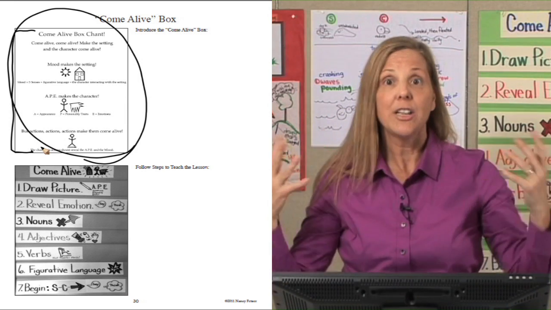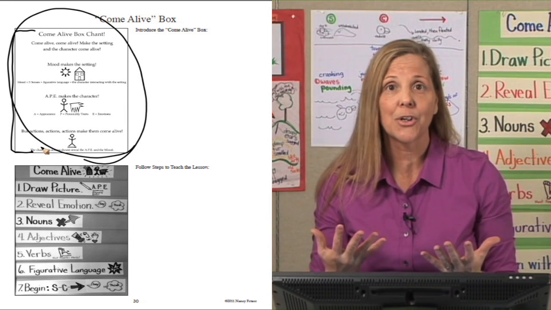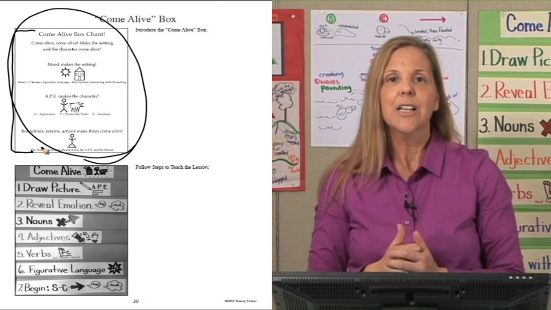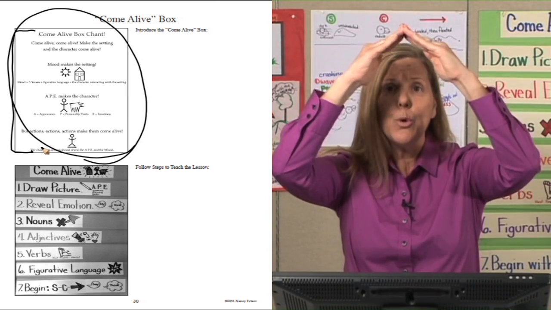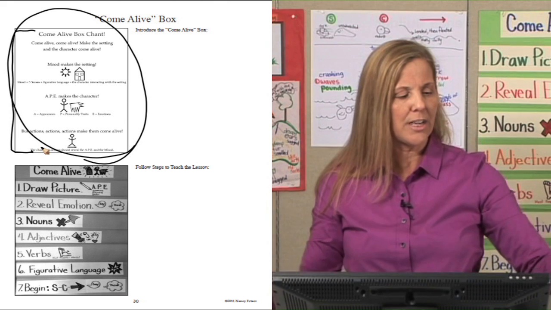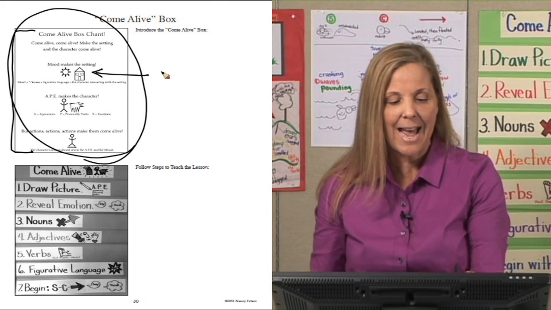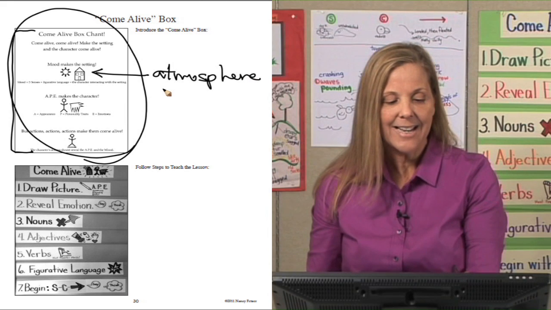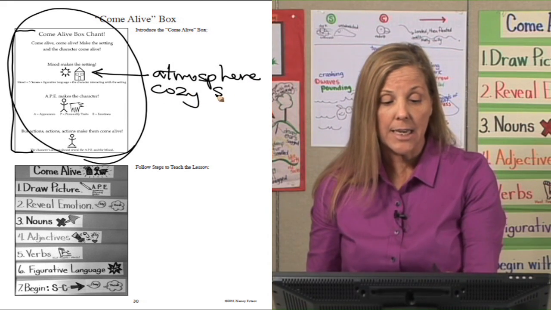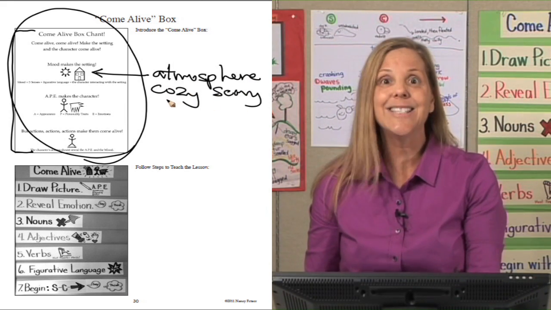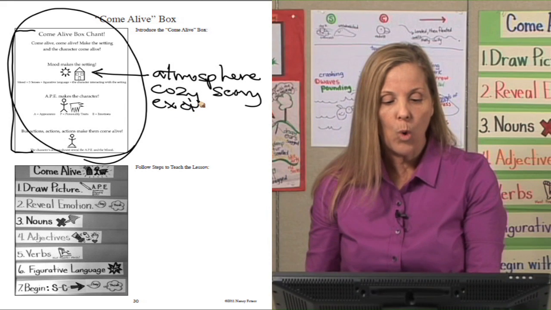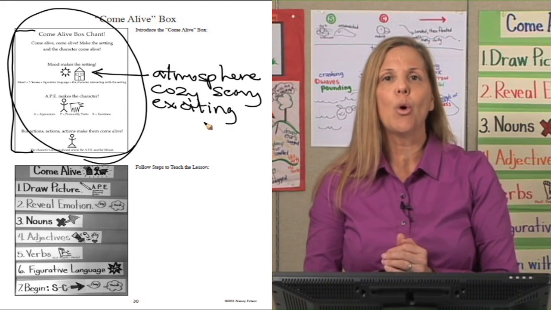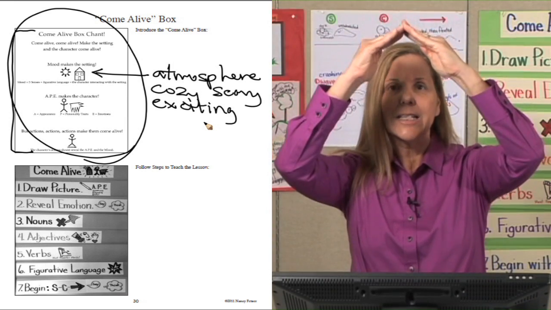Now that we're telling them they need to make the setting and character come alive, let's go back and talk about the setting. So we're going to go like this. Mood makes the setting. And what is mood? Mood is the atmosphere. What does that setting feel like? Does it feel cozy? Is it scary? Is it exciting? What kind of setting is this? That's the mood. So we're going to say mood makes the setting.